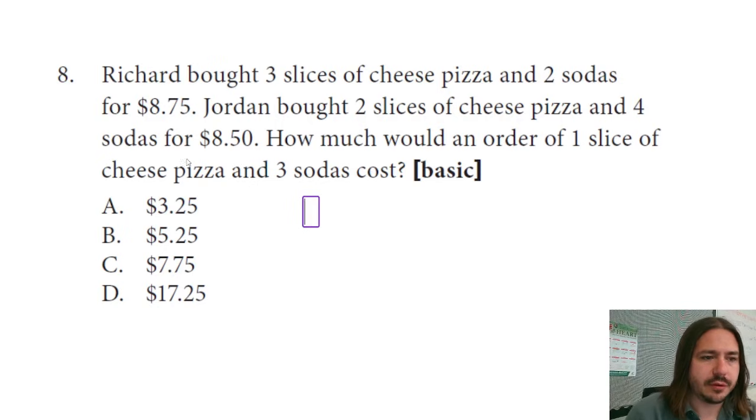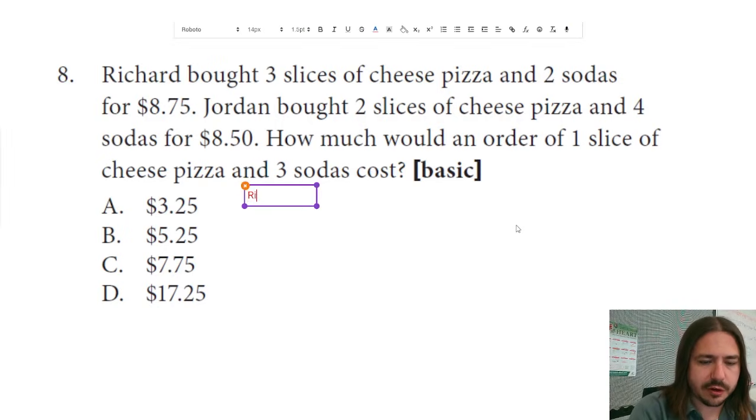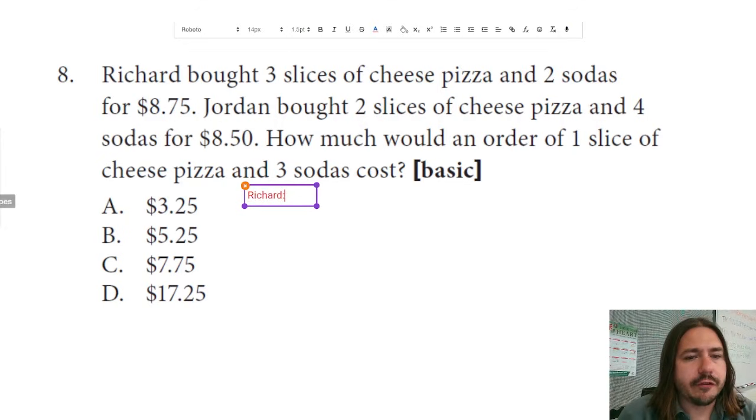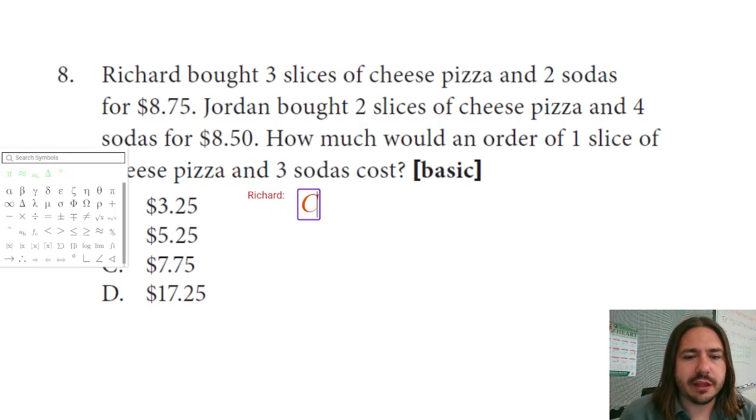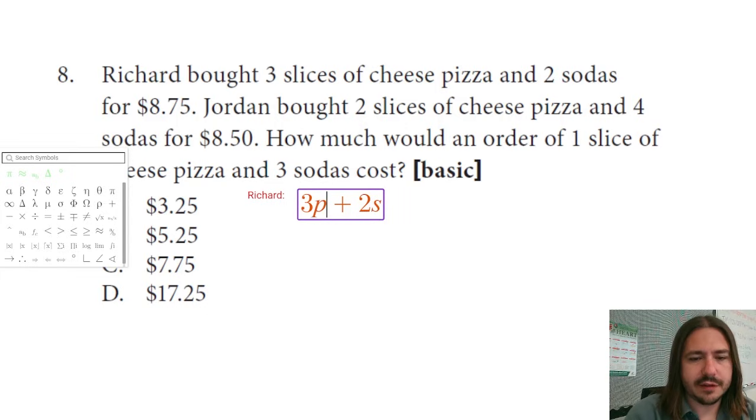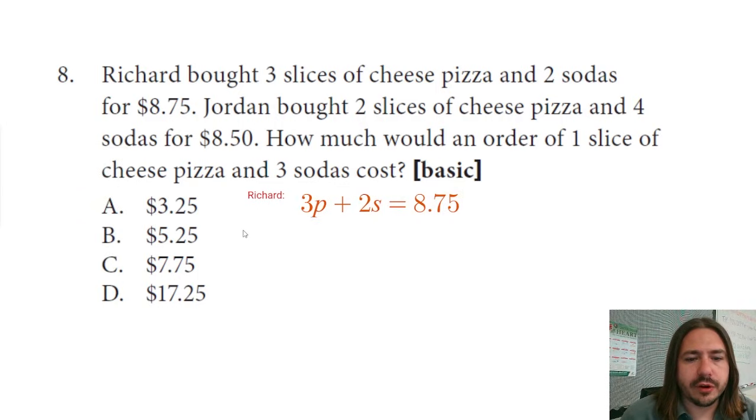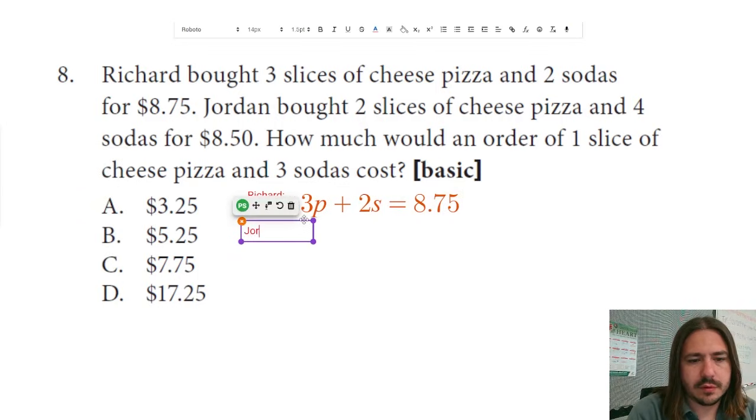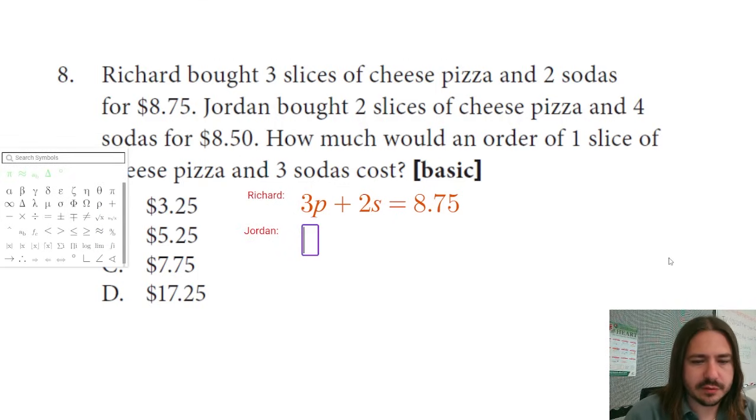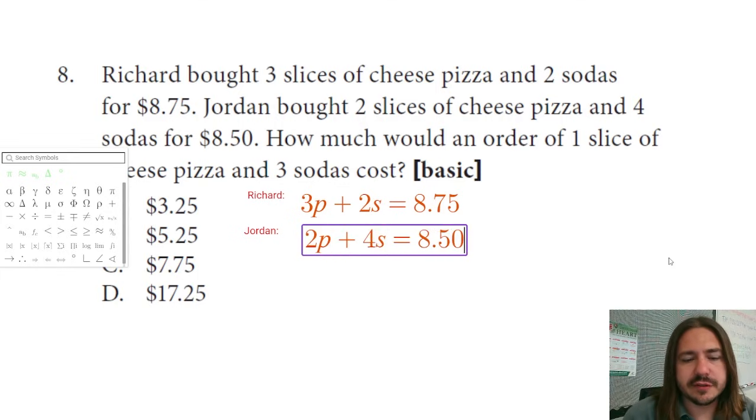So for Richard, maybe I'll label this to make it a little bit clearer where I'm coming up with this. We have 3 slices of cheese pizza, so I'm going to call that 3C plus 2S, or maybe I'll use P instead. So 3 pieces of pizza, 2 sodas, and that's going to equal $8.75. Then for Jordan, we have 2 slices of pizza and 4 sodas for $8.50.